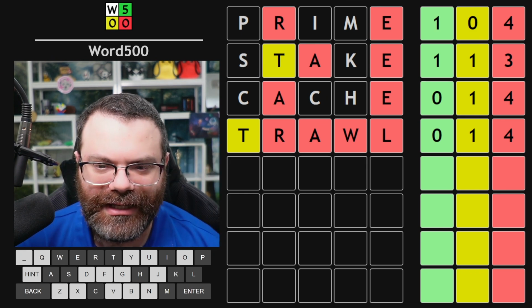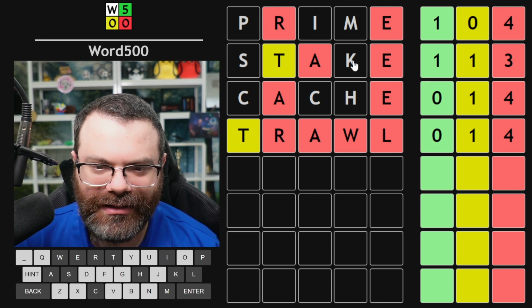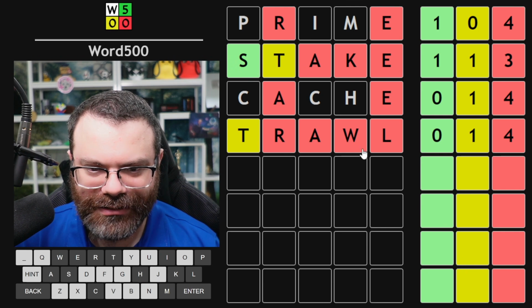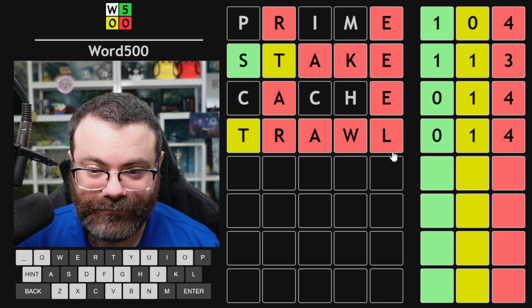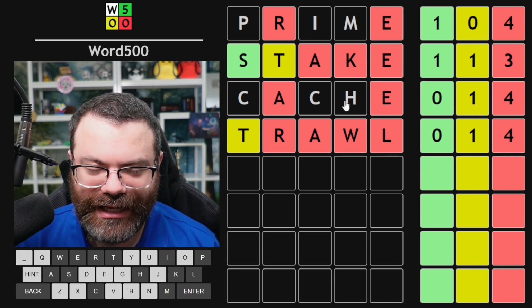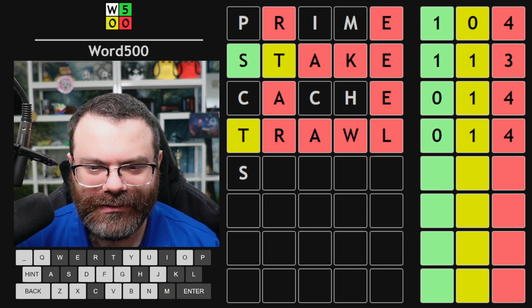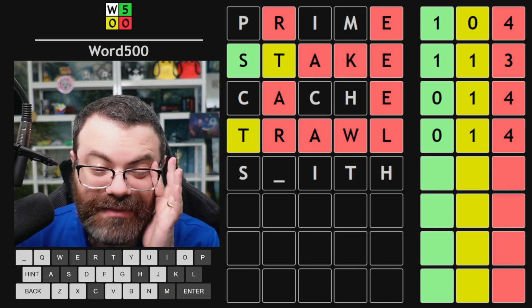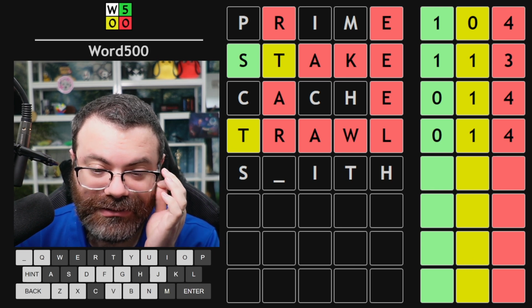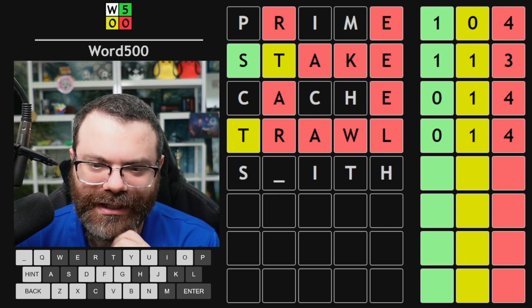I think we'd want to start with S. Because with the K here, where's the T going to go? It would have to go next to the K, right? So the S is there. We need a C or an H in the word. S, something ITH, but Smith is not possible. Darn, that's so close to being correct.